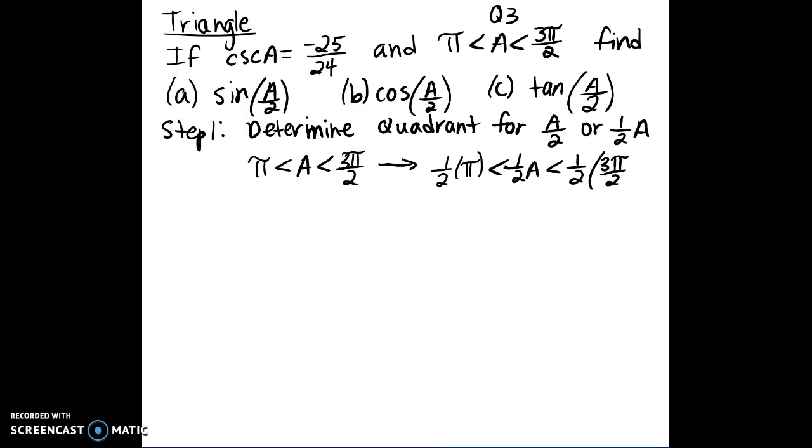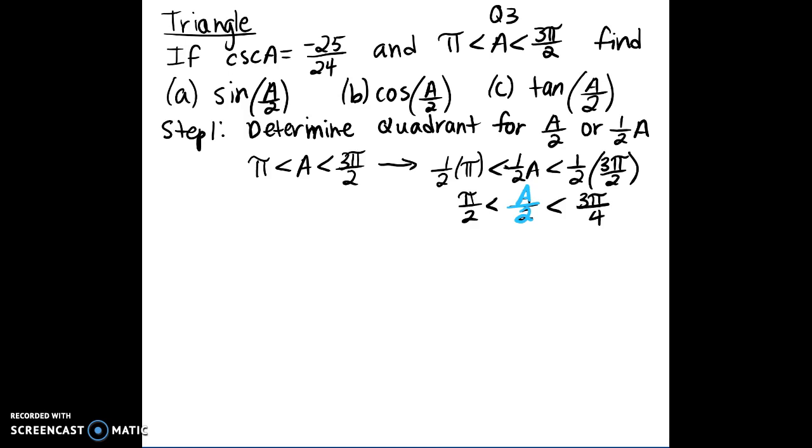And there's a reason why I went with 1/2 as opposed to just dividing by 2, especially because a lot of times you have fractions in these inequalities. So it gives us this new inequality of pi over 2 is less than A over 2. And remember, A over 2 is that half angle, and that's going to tell us where the actual angle is falling, and this gives us 3 pi over 4.